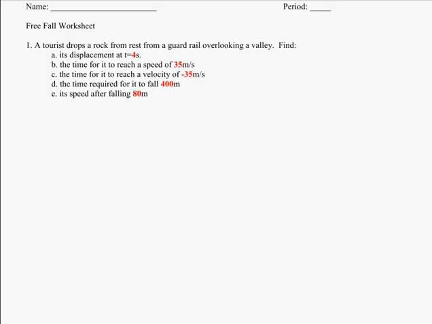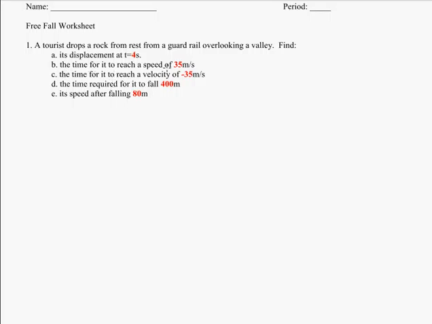Okay guys, tonight I'm going to work on some of your homework that was just assigned to you today from Mr. Lee, and you should recognize this worksheet. This is the free fall worksheet, and it starts off: a tourist drops a rock from rest from a guardrail overlooking a valley. Find its displacement at t equals 4 seconds.